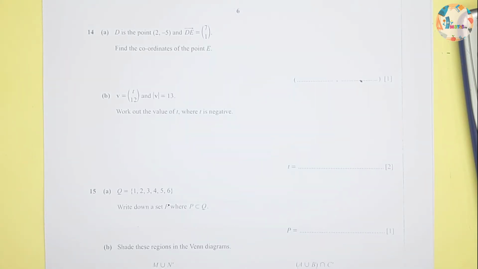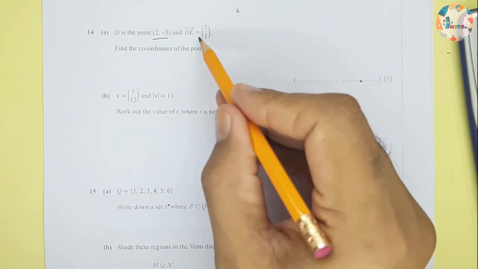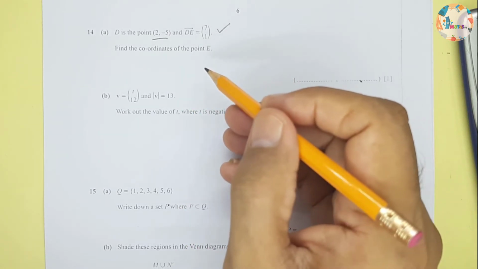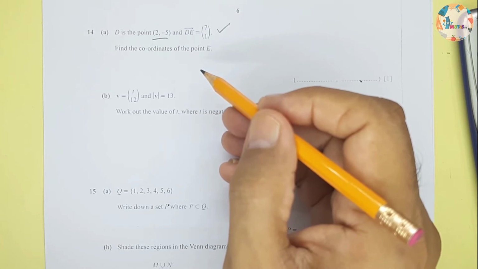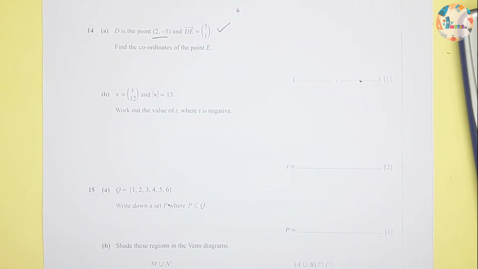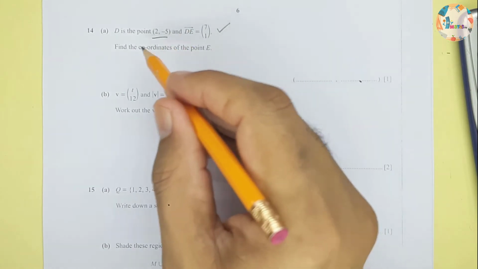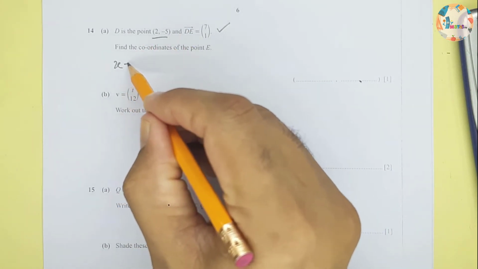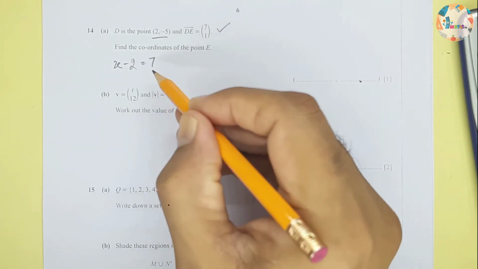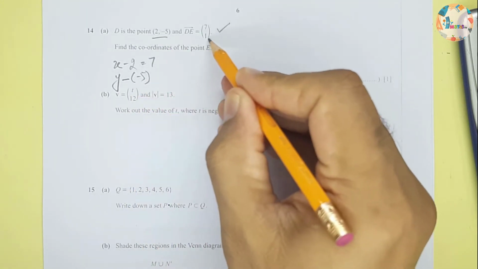Now question number 14. D is the point, this one, and vector DE is this. Find the coordinates of E. So the coordinates of E are required. What we can do, basically DE will be E minus D. So we can write x minus 2 will be equal to 7. This will be our equation. And y minus 5 will be equal to 1.